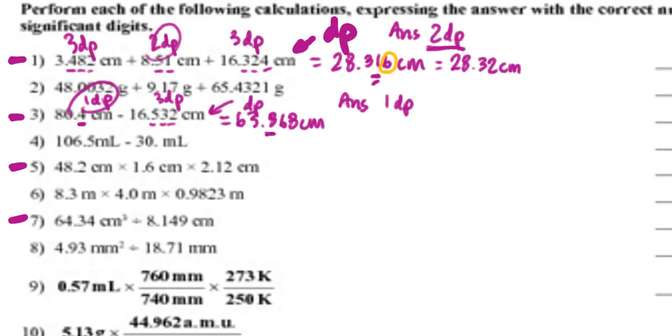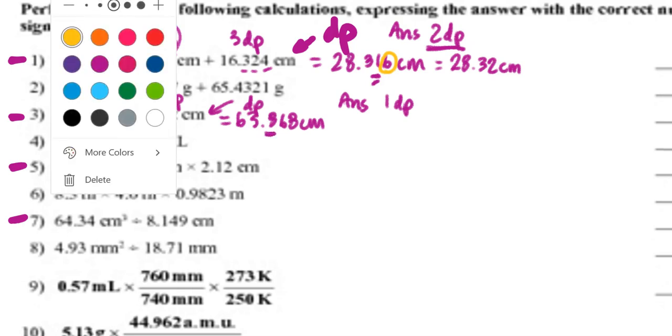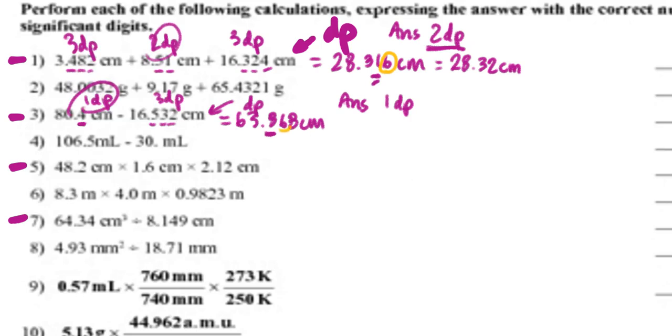So that means I want to stop writing the number there, and that means I'm going to use this 6 right here to decide whether the 8 stays an 8 or whether it rounds up. But 6 is greater than 5, so that means that 8 should round up. So this should be 63.9 centimeters. All right, let's look at number 5.